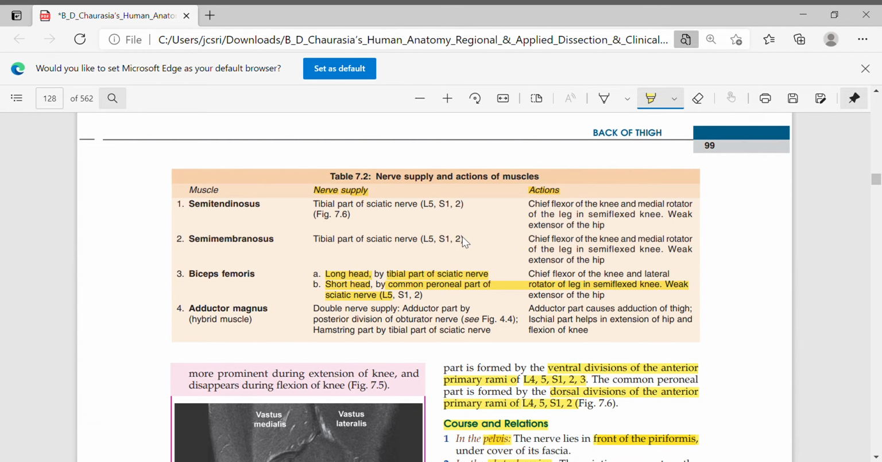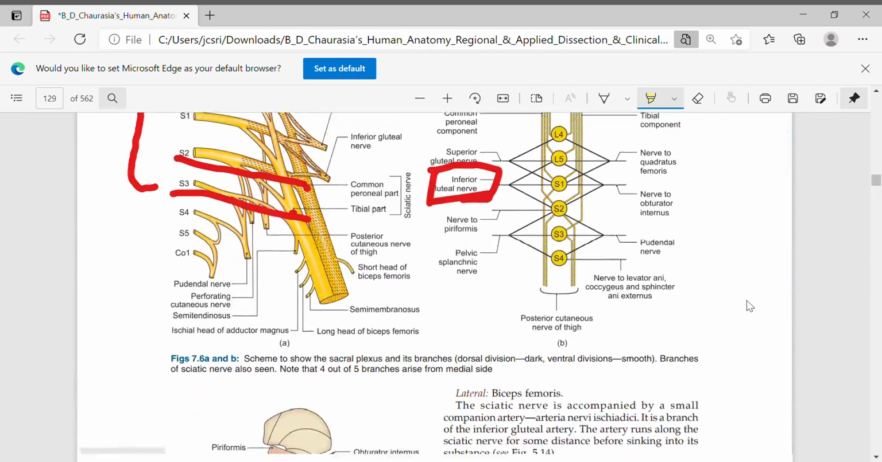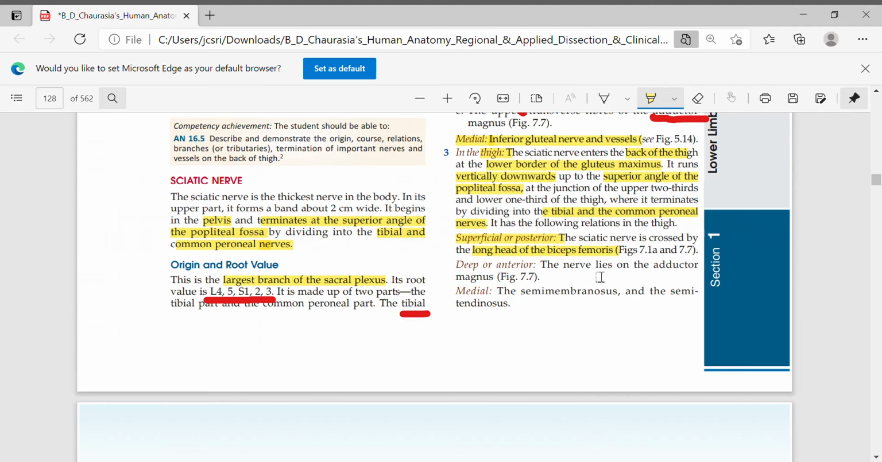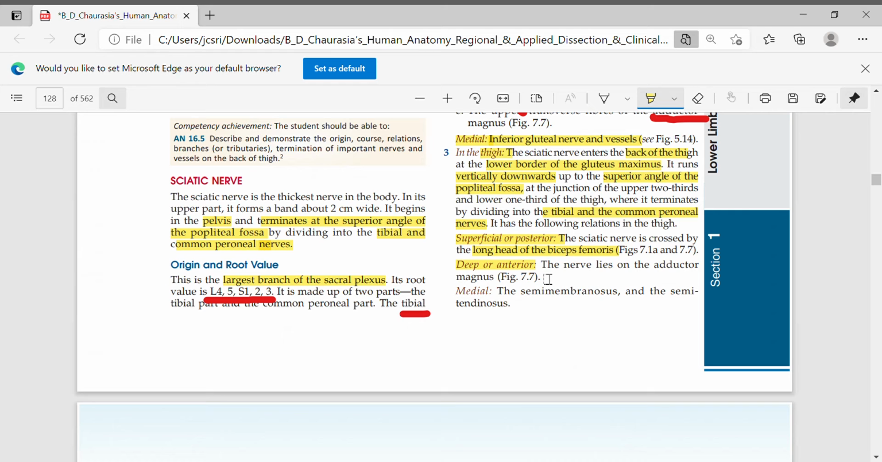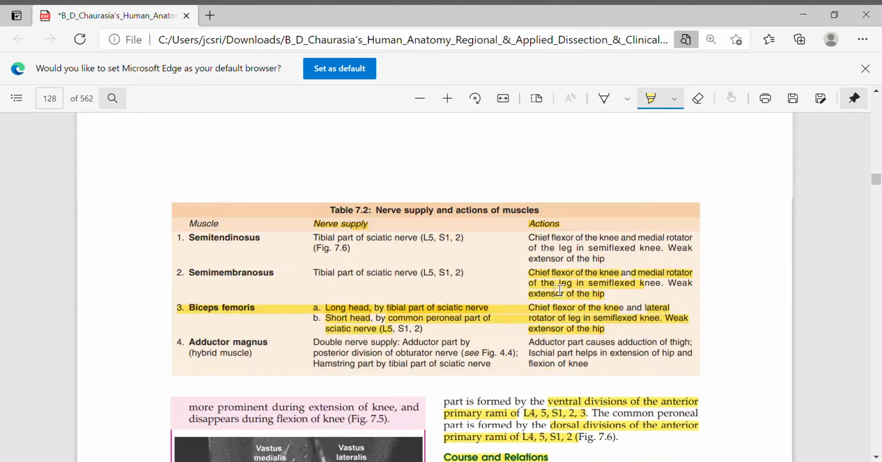And semimembranosus is the chief flexor and should be an extensor of the hip. This should be the criterion for all the hamstring muscles. Okay, and this is a lateral rotator. So only biceps femoris is the lateral rotator, whereas the others are medial rotators of the leg. As we see, the biceps femoris is superficial, but superficially we have the gluteus maximus. And in the deeper region we have the adductor magnus, where you can also come across the sciatic nerve.